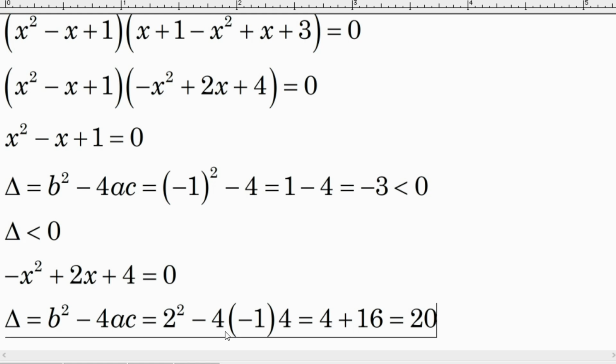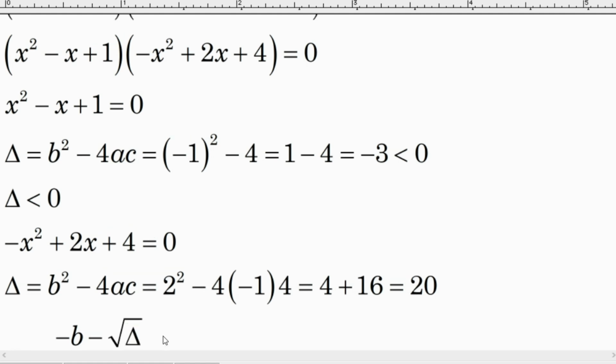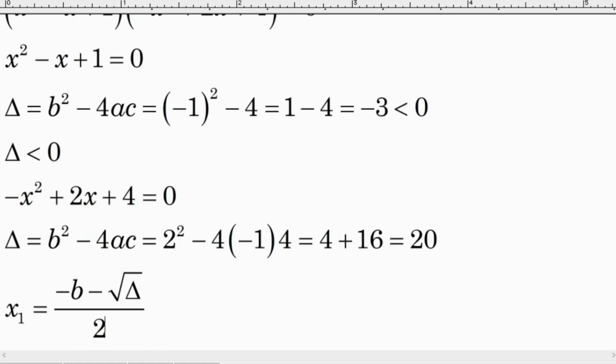So delta is equal to 20, okay, and then the formulas for this equation are: x1 equal to minus b minus the square root of delta, divided by 2a, and another one, x2 equal to minus b plus the square root of delta, divided by 2a.